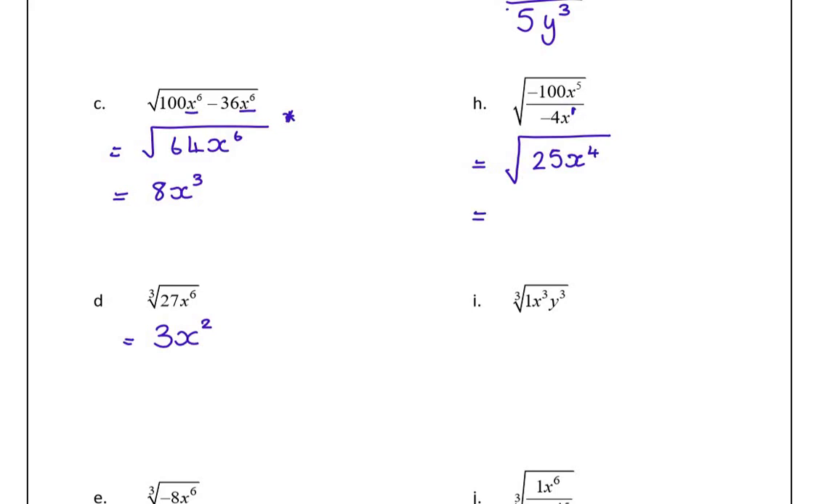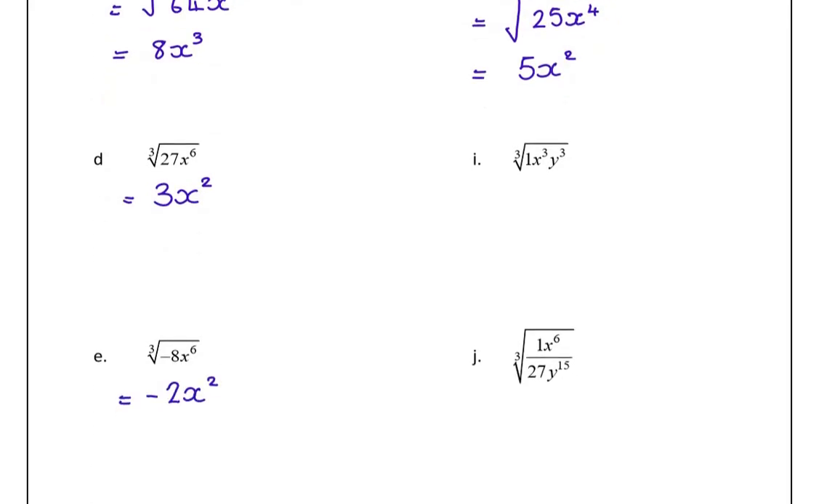Now I had to keep that square root sign because I still haven't square rooted. Now I'm going to square root, and I get 5x squared. Right, well, the cube root of 1 is 1, because 1 times 1 times 1 is 1, and then I get xy. So I could have just written xy.